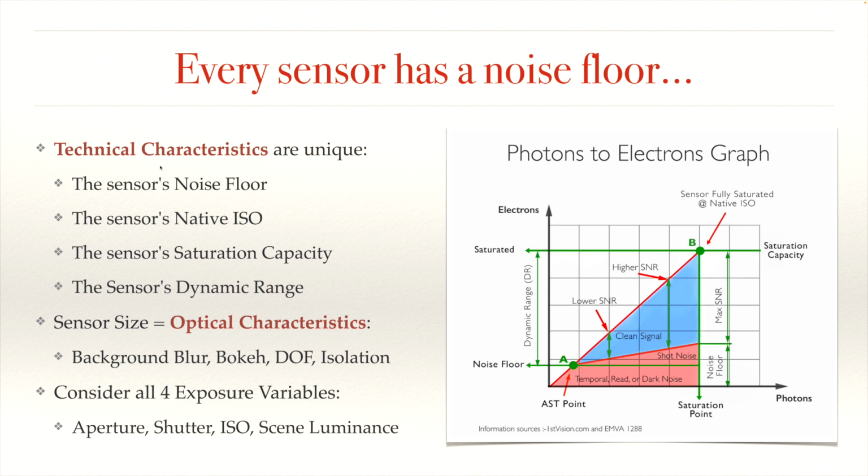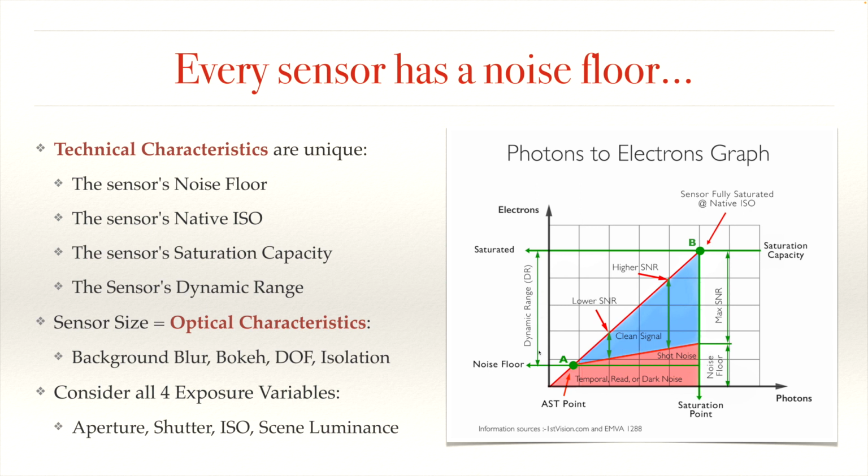Every sensor has unique technical characteristics. The technical characteristics of your sensor are linked to the design of the sensor, and those are the noise floor, the native ISO setting, the saturation capacity of my sensor, and the dynamic range of my sensor. So here you can see the linear area, the operating area of the sensor on the right. There's my saturation capacity point, the maximum saturation I can get, and I can see the dynamic range here.